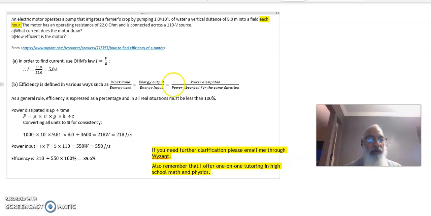So I have set out a few statements here, a few fractions. So efficiency is defined in various ways, such as you can have work done divided by energy used. You can have energy output over energy input. You can have power dissipated over power absorbed for the same duration.